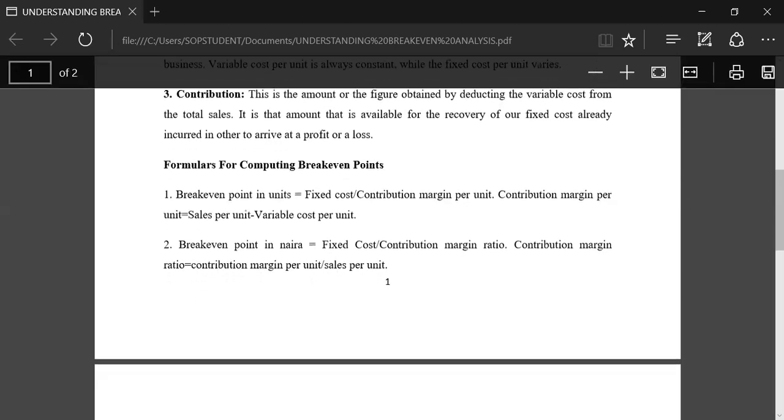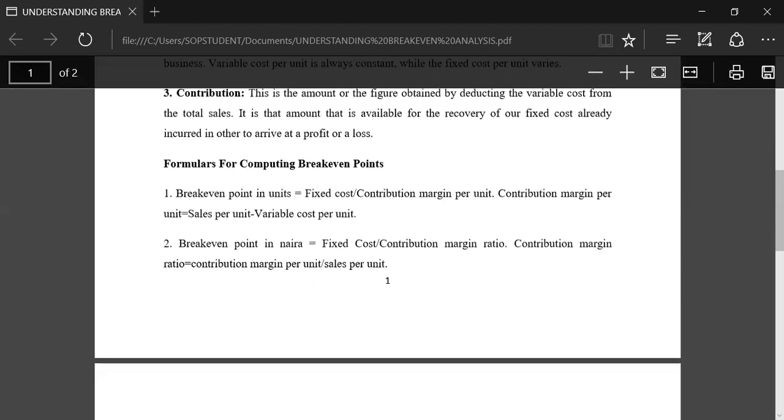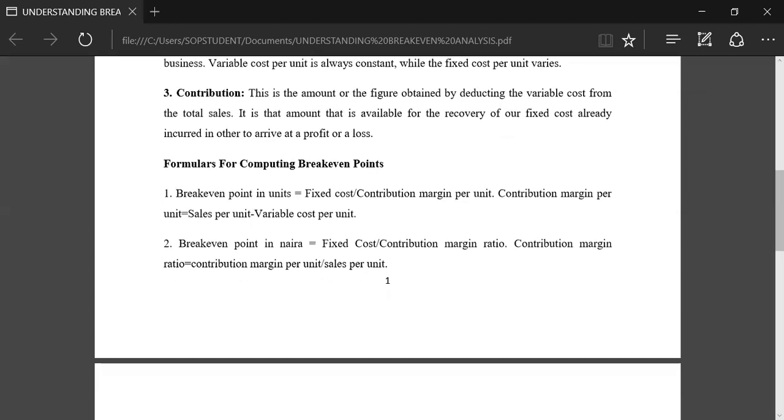Quickly, let's look at the formulas to determine the break-even point. In calculating the break-even point in units, we say fixed cost divided by the contribution margin per unit. And as already explained, contribution margin per unit is the sales per unit minus the variable cost per unit. So the total fixed cost divided by the contribution per unit gives us the break-even point in units.